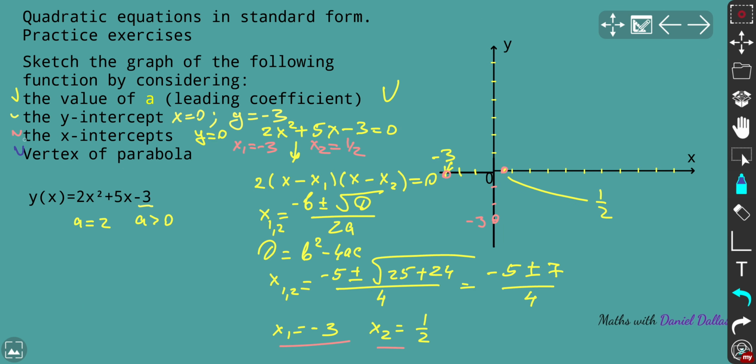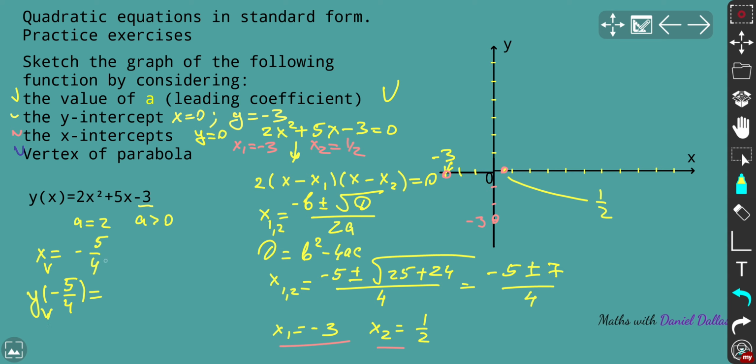Here we need to find the vertex, and which way can we do that? We can use the formula minus b over 2a. So in our case, minus 5 over 4, that's the x vertex. Okay, so if we plug that in instead of x, we can figure out the y vertex coordinate. So let's plug it in and calculate.